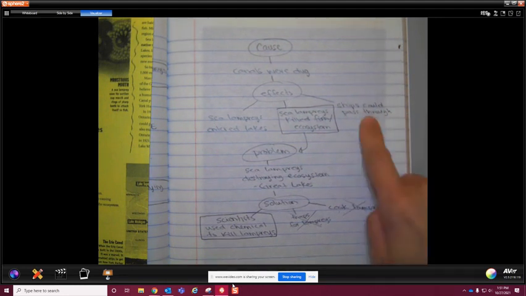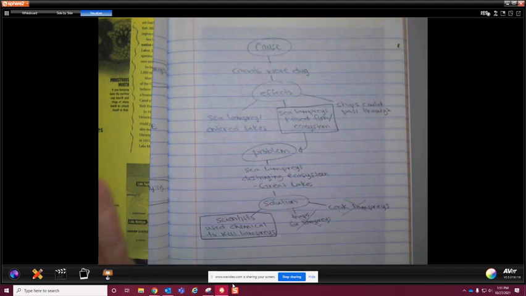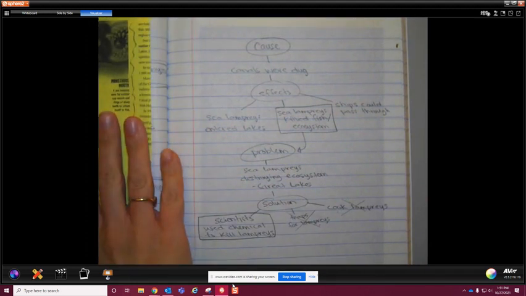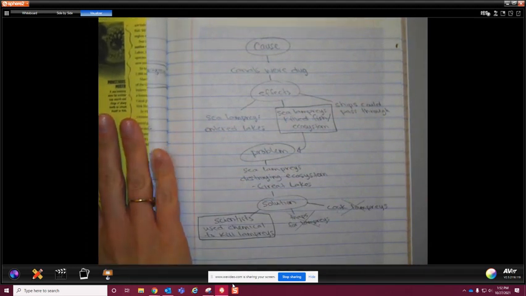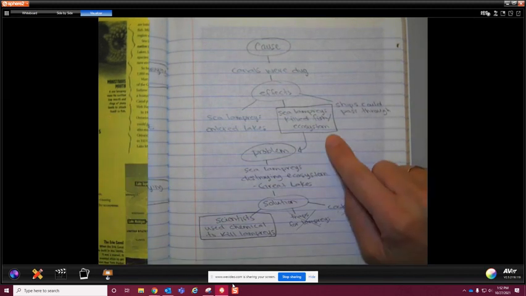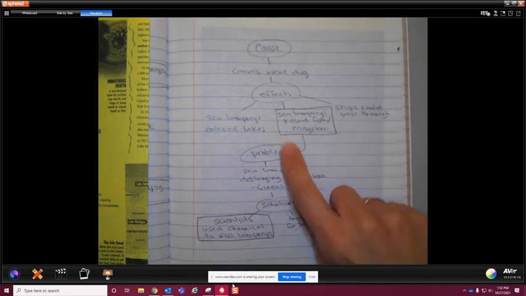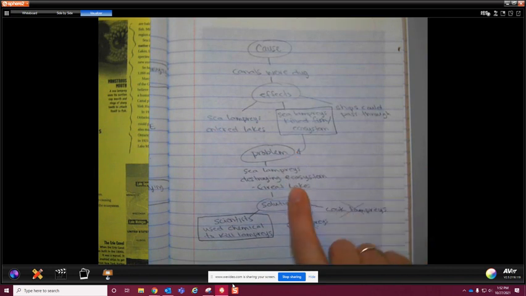As we're looking at these different effects and knowing the overall gist of the mentor text, we know that this one specifically is the problem, knowing what the text was saying. So sea lampreys killed fish and the ecosystem. This effect becomes the problem. Okay, so I rewrote that down here.